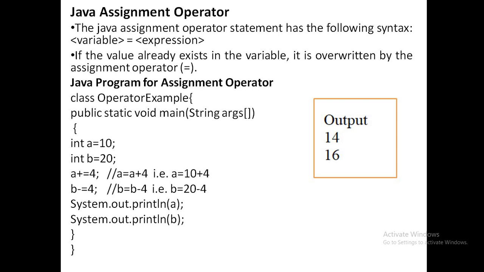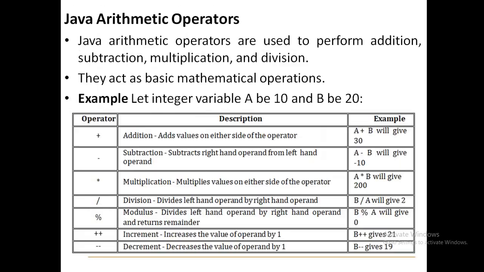Then with the help of assignment and arithmetic operators, the values are being overwritten. So here a plus equal to 4, which means a is equal to a plus 4. So the value of a is overwritten as 10 plus 4, that is 14. Similarly b minus equal to 4, that is b is equal to b minus 4. The value of b is 20, from which 4 is subtracted and it is saved in the same variable b. Next, the two print statements will be printing the current value of a and b variables.